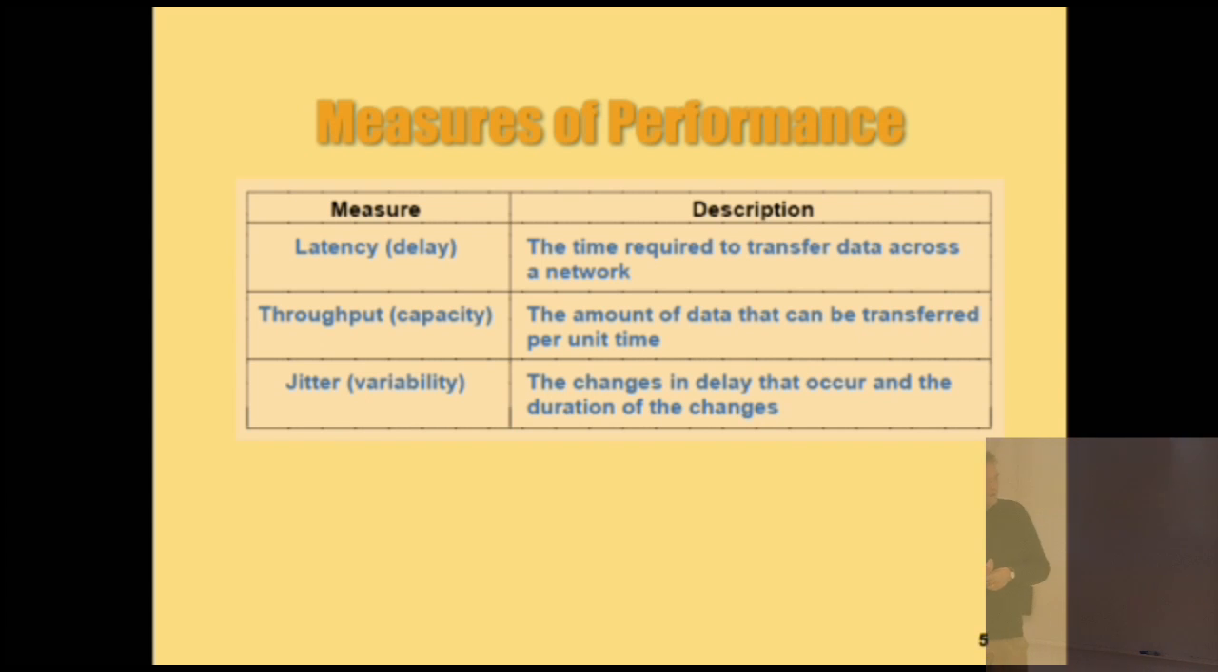Then we have what we may call speed, or throughput. When you talk about capacity, we more talk about the theoretical maximum of what we can get. And throughput is the actual number of bits per second that we can transfer. So these are the two main types that we can measure. And then at the end we also have the jitter, variation in delay, that sometimes is important, sometimes not.